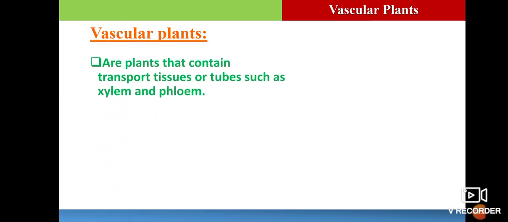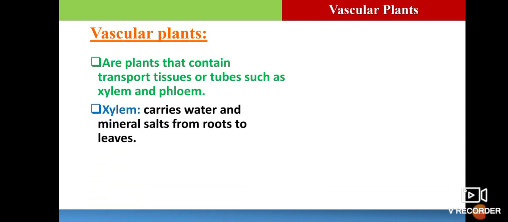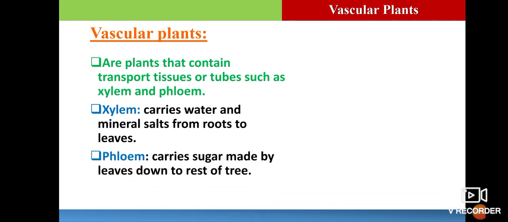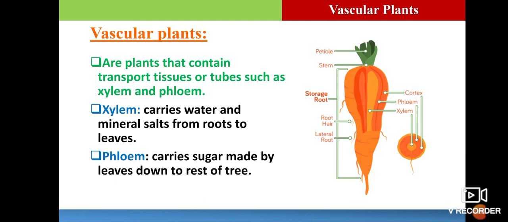Now, what's meant by vascular plants? Vascular plants are plants that contain transport tissues or tubes such as xylem and phloem. So what's meant by xylem? Xylem is a vessel that is found inside the green plant. It carries water and mineral salts from the roots to the leaves. Whereas the phloem is also a vessel that is found inside the green plant. It carries sugar made by the leaves after the process of photosynthesis down to the rest of the tree. Okay, so let's continue.